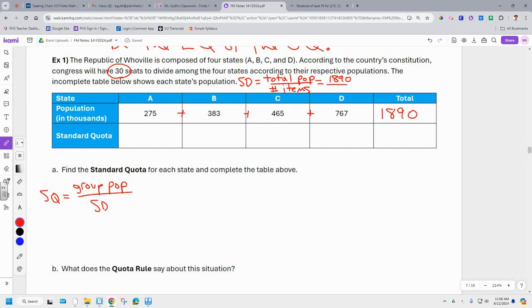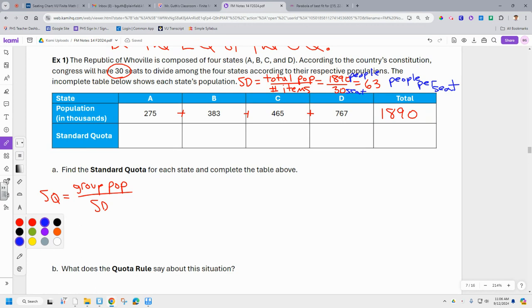So that's going to be 1890 divided by 30. 1890 divided by 30 is 63. So again, to think about what that number means, think about the units in this problem. 1890 was people and 30 seats. So the 63 means 63 people per seat. Or if you flip it, 1 seat for every 63 people. Same thing. All right, but that's the standard divisor, 63.